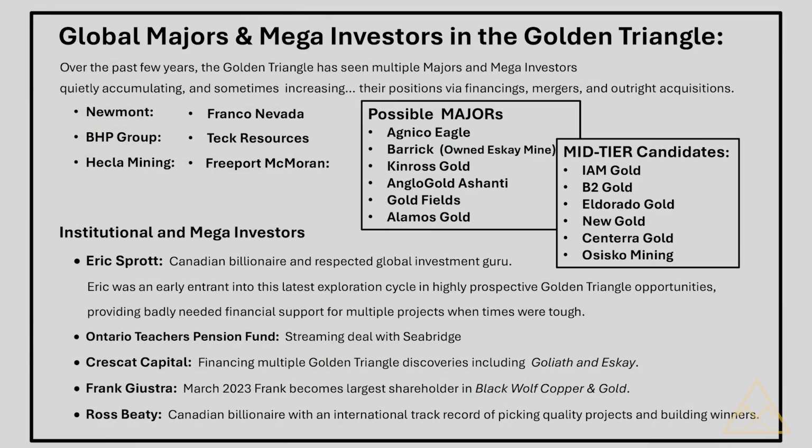One is Eric Sprott. He's a Canadian billionaire and respected global investment guru. Eric was an early entrant into the Golden Triangle exploration cycle, investing in highly prospective Golden Triangle opportunities, providing badly needed financial support in multiple projects when the going was tough. Gold was down around 1,700, and everybody was playing tech stocks. It was hard to attract financing and raise money, and Eric Sprott stepped up to the table and started evaluating opportunities there and helped get a lot of them started.